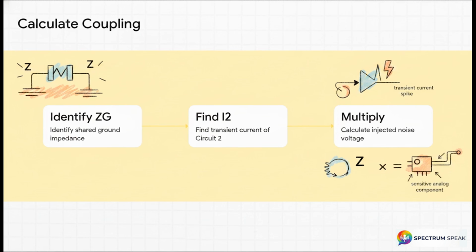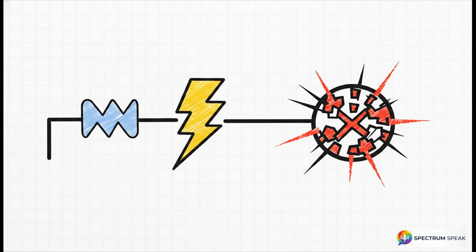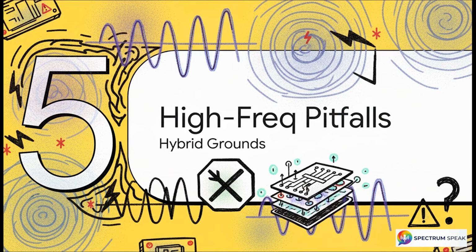The crucial takeaway here is a very strict engineering rule. High ground impedance, whether that's low-frequency resistance or high-frequency inductance, combined with a large transient ground current, equals a common impedance failure. No way around it. If you have a sensitive, low-noise margin circuit tied to that same ground, you are going to fail EMC compliance. Guaranteed. Section 5. High-frequency pitfalls and hybrid grounds.